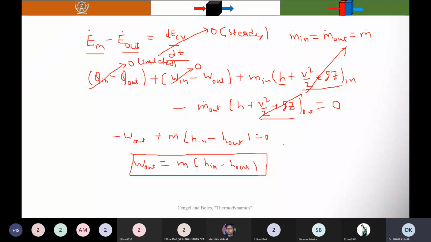Which terms become 0, you can decide. Here, I decided that the turbine is insulated. If it is not insulated, suppose there is some heat transfer, then this term is not 0. Suppose heat is transferred from the turbine to the surroundings, then Q in is 0, but Q out is not 0.